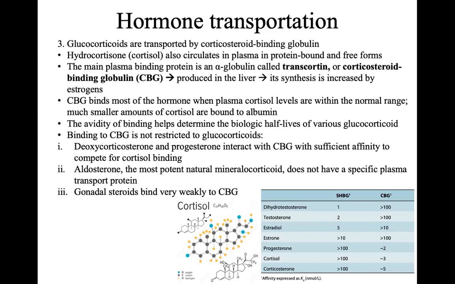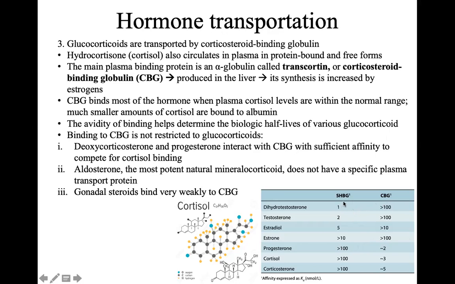So CBG also helps to transport the aldosterone inside our body. The third one is gonadosteroid, which binds very weakly to the CBG. This is the steroid hormones for the sex organs. The CBG can also bind, but very weakly. On the right hand side, at the bottom, you can see in the table SHBG and also CBG.